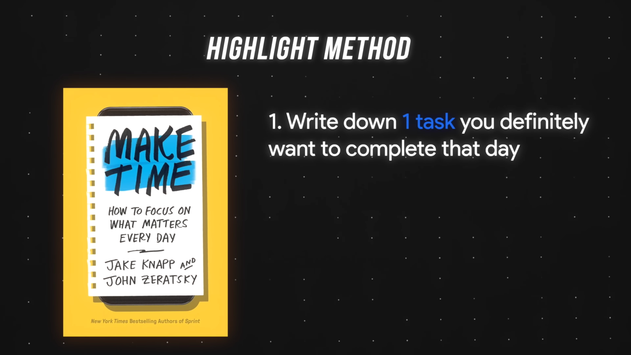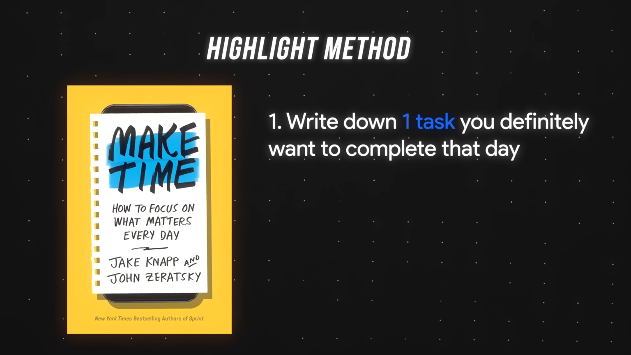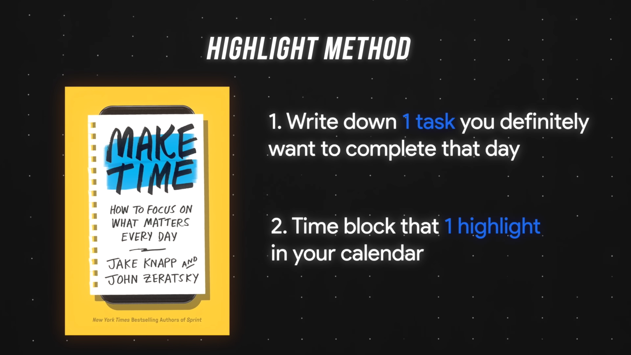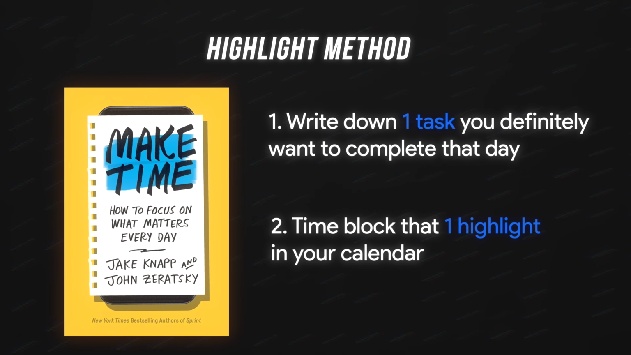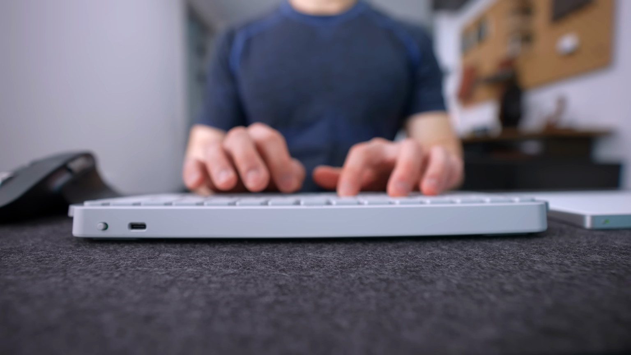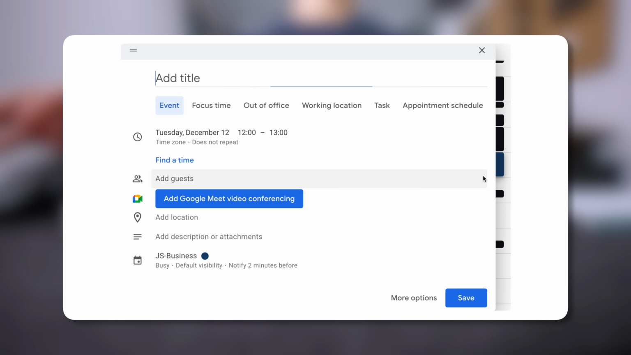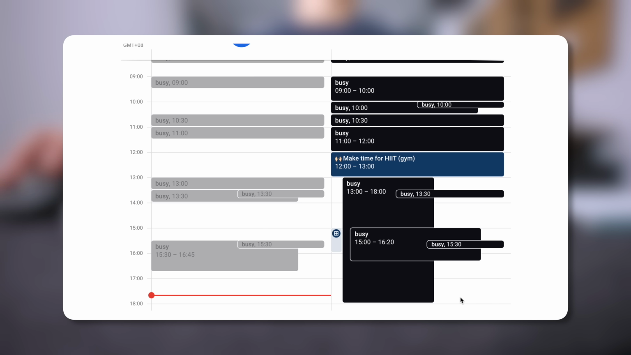At the start of my day, I write down the one task I definitely want to complete, and on my calendar, I time block that one highlight in between my other commitments. And because making time for one thing is relatively effortless, I've been literally able to follow this method for the past 3 years, which, in my opinion, is much better than starting a strict time blocking habit and giving up after a couple of weeks.